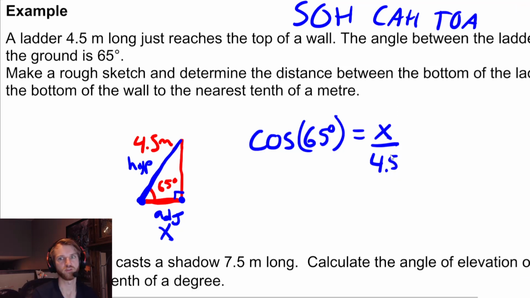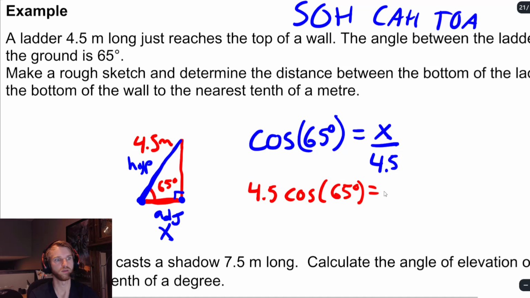So now we just need to solve for X. So we try to get X on the top and by itself. It's already on the top, but we need to get rid of that to get it by itself. So we can move diagonal across the equal sign to bring this to the top of the other side. So that means that this will become 4.5 times cos 65, oops, not 6.5, 65 degrees. And that's equal to X. So in our calculator, we're just going to punch that in, and that will give us our answer. So 4.5 times cos 65 degrees equals 1.9.